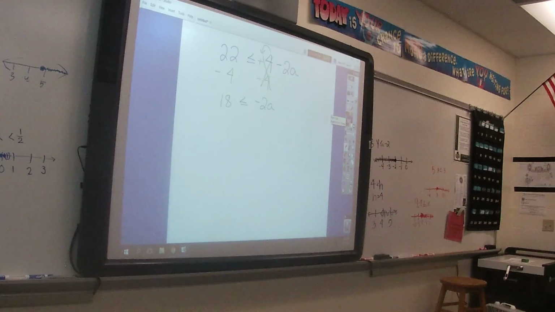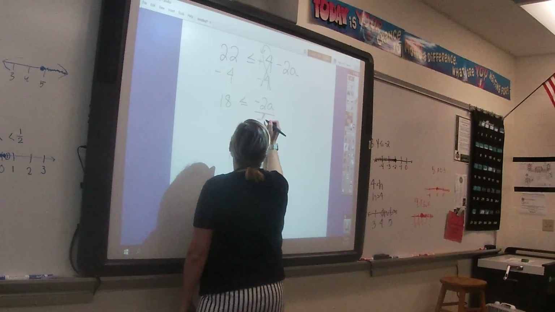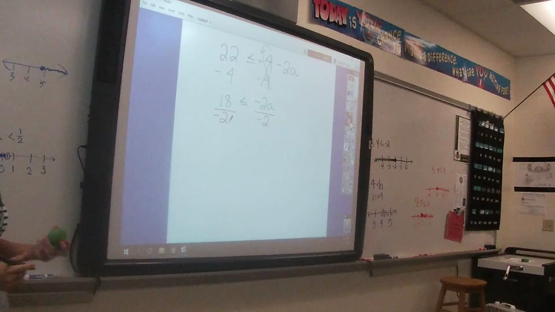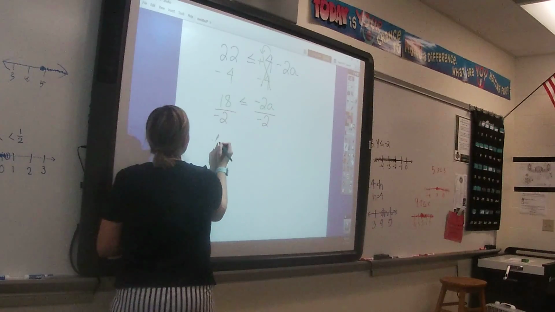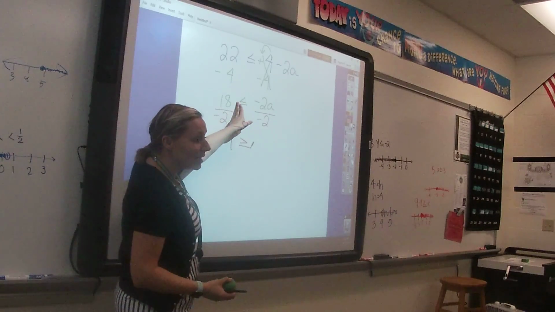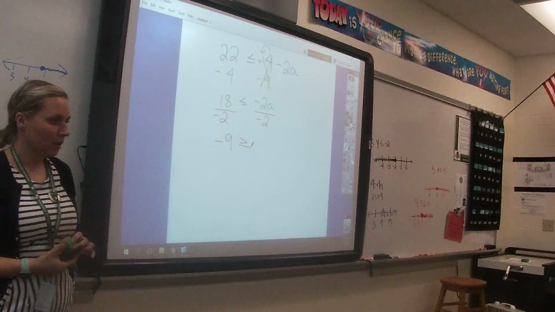What operation is holding negative 2 and a together? Multiplication. How are we going to undo it? Division. Am I multiplying or dividing by a negative? Yes. So what do I need to do? Flip the inequality sign. It was a less than, so I'm flipping it to a greater than, well, greater than or equal to.